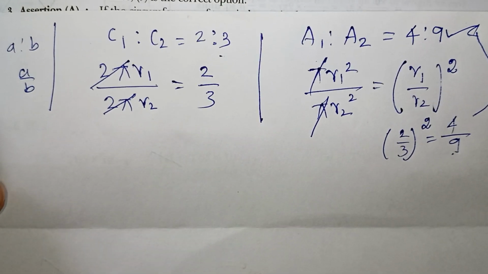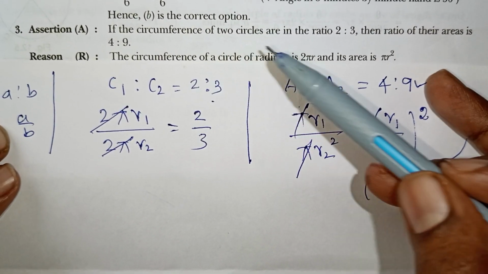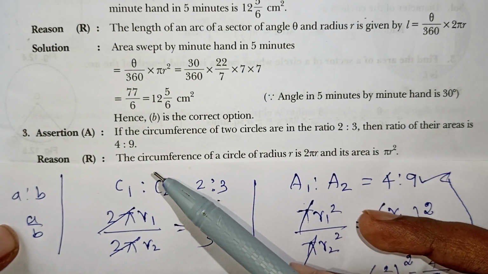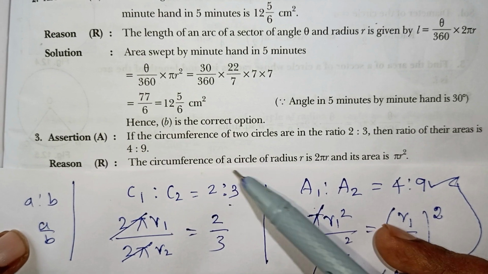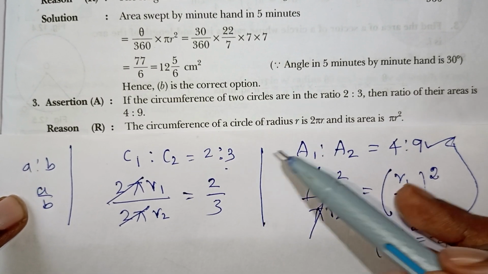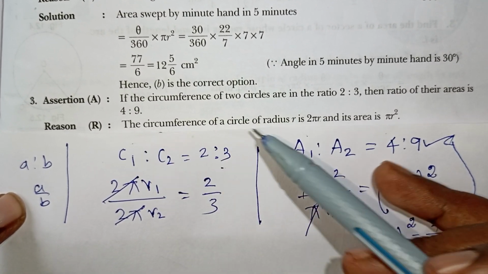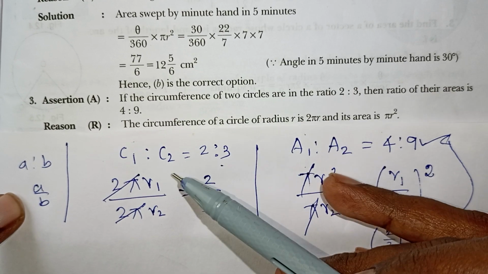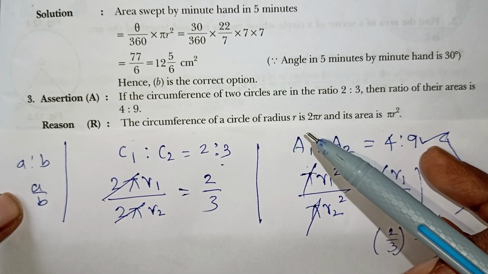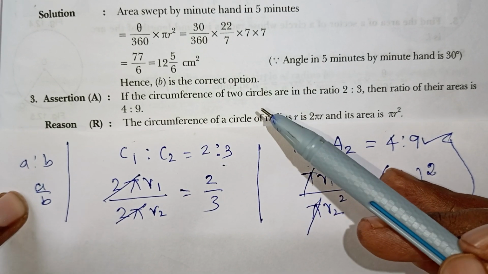It's a correct answer. Now look at the assertion statement, it is true actually. The circumference of the circle is 2:3, then the area is 4:9 is true. Then look at the reason. The circumference of the circle of radius r is 2 pi r, circumference formula 2 pi r and its area formula pi r squared. So the reason also correct. This is a formula we have used here to find the answer for the assertion. So both are true. Also the reason is a correct explanation of the assertion.